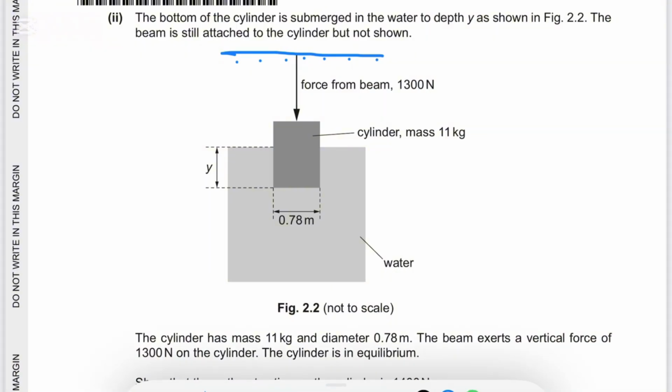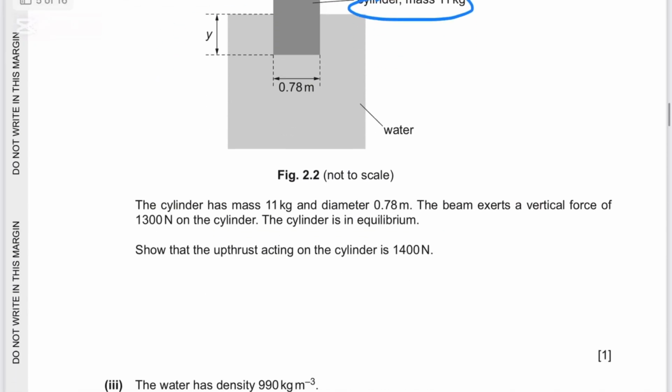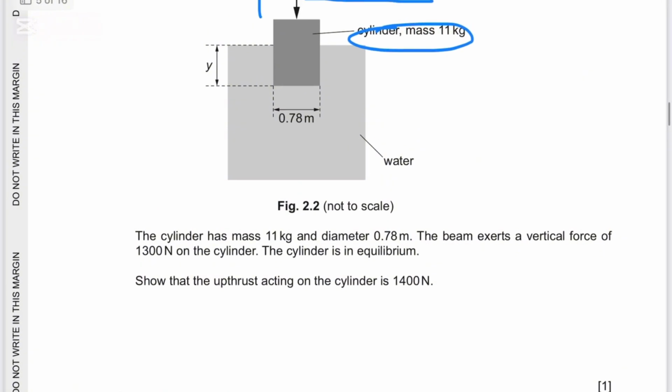The cylinder was exerting an upward force of 1300 newtons on the beam, and now we are informed that a force from the beam also acts on the cylinder. Other than that, we are informed about the mass of the cylinder. Show that the upthrust acting on the cylinder is 1400 newtons. Because this question is just for 1 mark, that means it should be pretty straightforward.